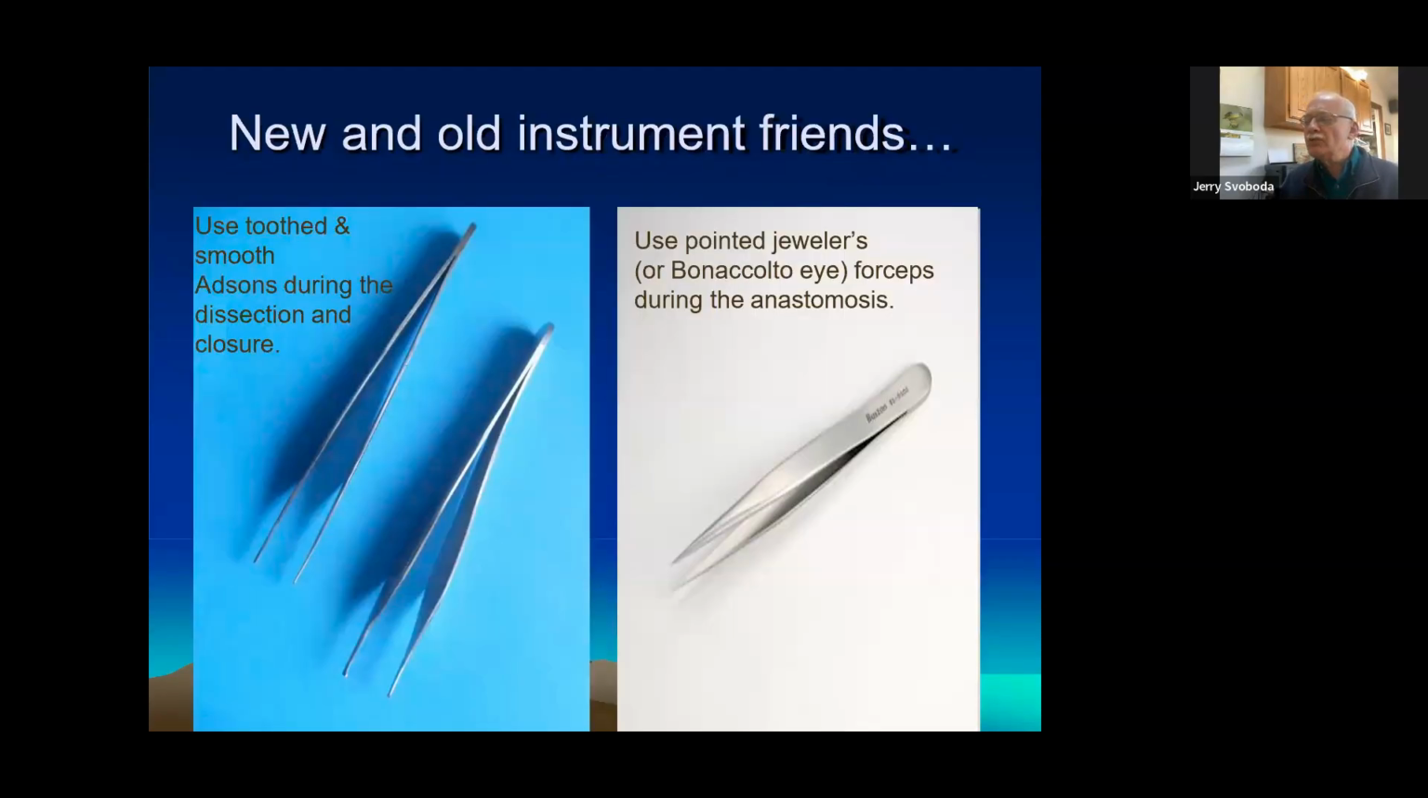We're going to look at some of the instruments. Many of these instruments are familiar to many of you, but strange to some of you. The forceps, you see on the left slide, smooth Adson forceps with teeth on the right blue picture and without teeth or smooth on the left blue picture. And then you see jeweler's forceps to do the anastomosis in the right white picture. We also use certain very fine eye instruments, including Bonn forceps in this regard.